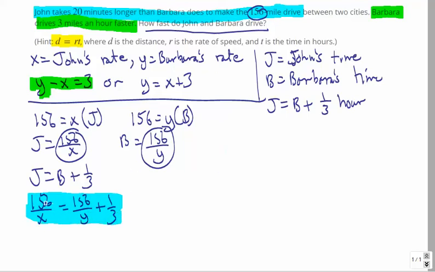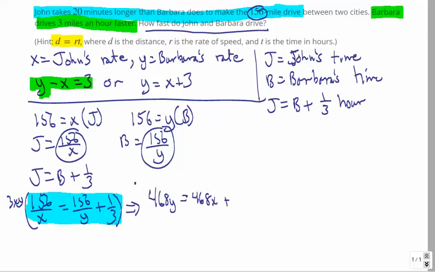What I'm going to do next is multiply this by the common denominator of 3xy. So 3xy. When we do that, the x's cancel here. We get 3y times 156. And 156 times 3, I think, is 468. I want to make sure I got this right. Yeah, 468. So the x's cancel. I've got 468y equals here 3xy times 156 over y. The y's cancel, and I have 468x.